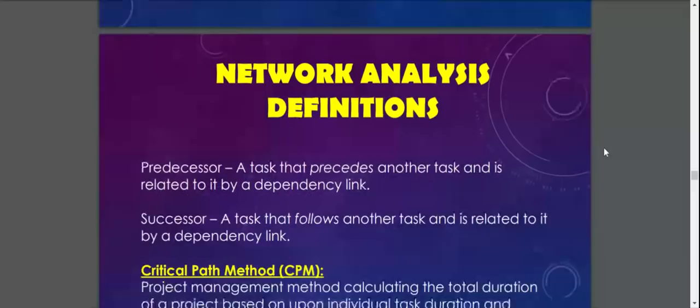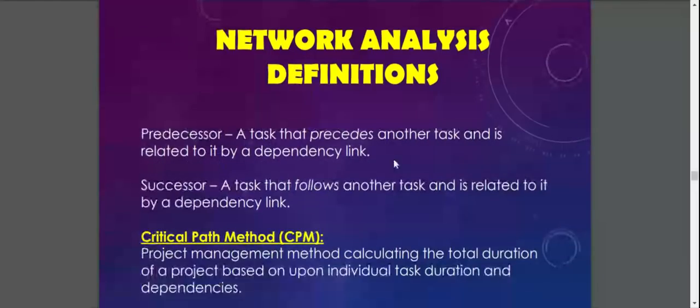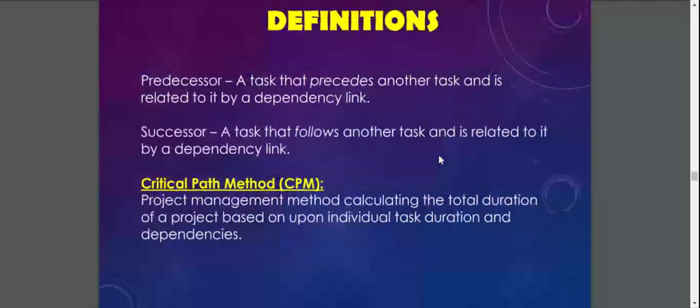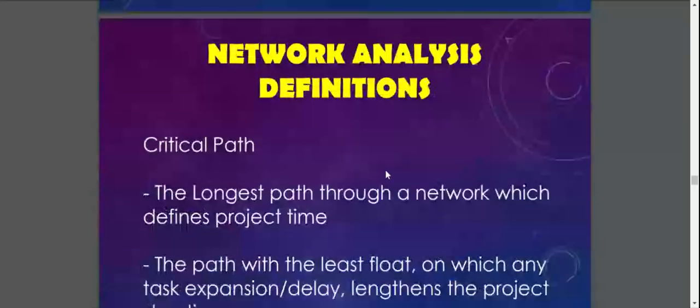What is the definition of network analysis? It must have a predecessor, a task that precedes another task and is related to it by a dependency link, while a successor is a task that follows another task and is related to it by a dependency link. So in a network analysis diagram, you will see the predecessor and successor. So CPM is a project management method calculating the total duration of a project based upon individual task durations and dependencies.